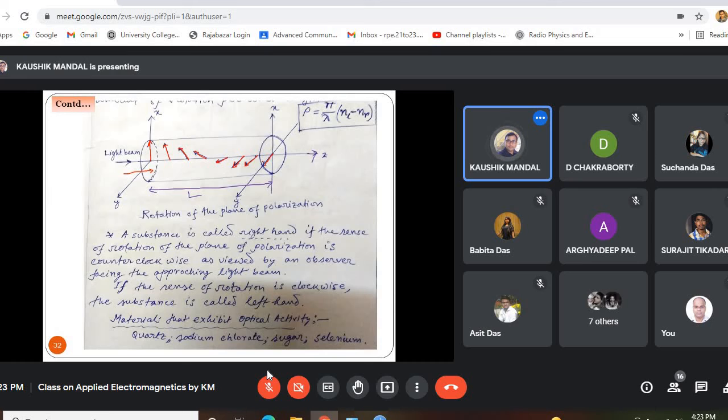So what will be the total amount of rotation over this length? Amount of rotation? 90 degree. As per my drawing, due to the propagation of this light wave, over this length of this optically active material of length L, the plane of polarization has been rotated by 90 degree.